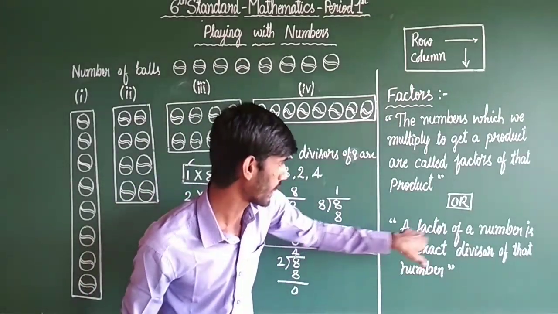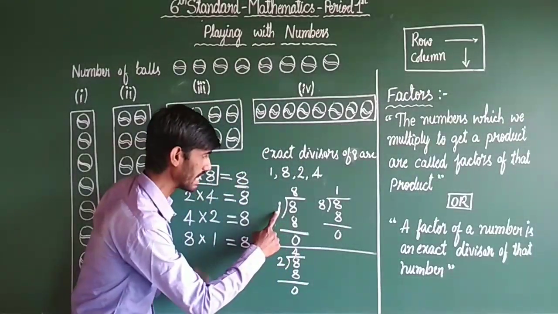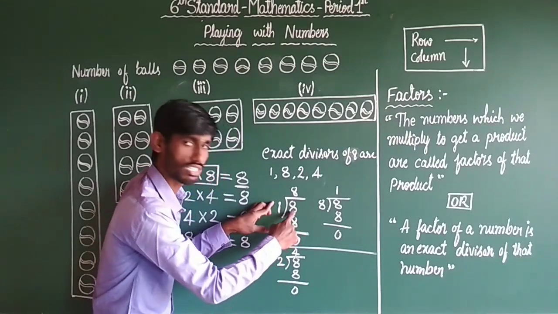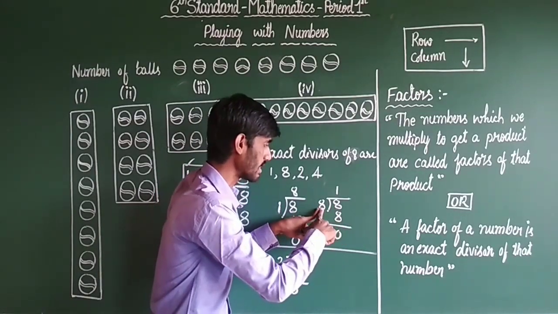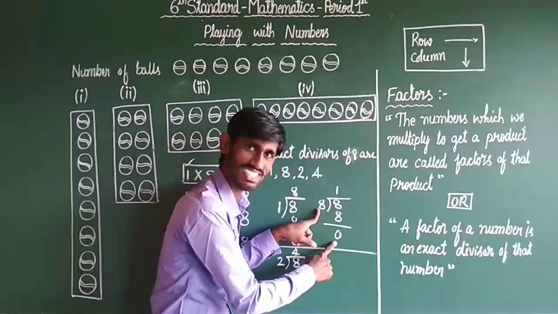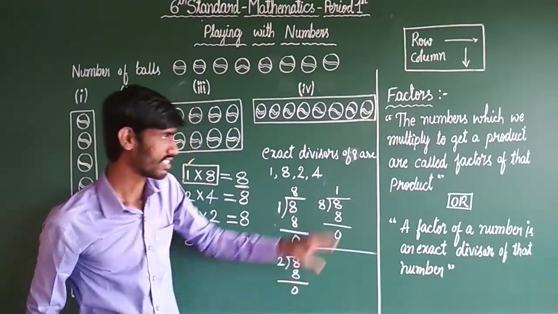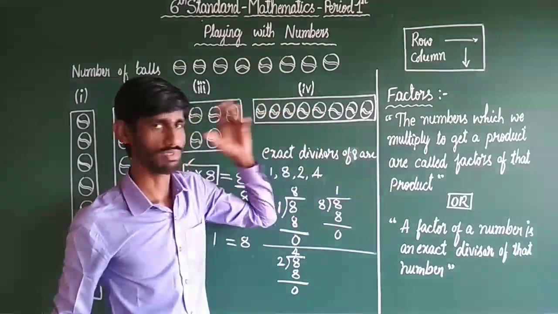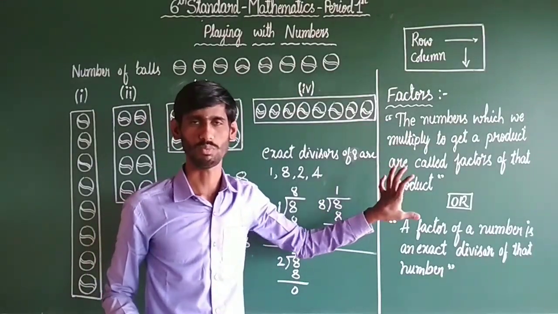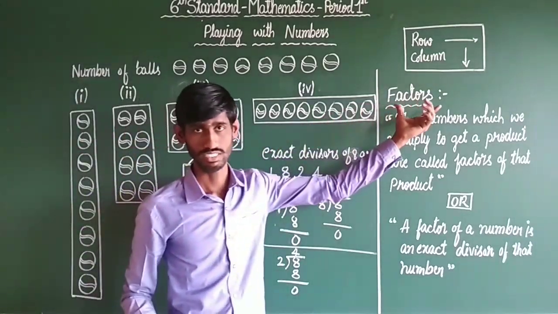Observe here. A factor of a number is an exact divisor of that number. 1 is an exact divisor of the given number, 8, because the remainder is 0. 8 is an exact divisor of 8, the remainder is 0. 2 is an exact divisor of 8 because the remainder is 0. These two definitions are right. You may save in your mind either one or both, no problem at all. So this is the concept of factors.